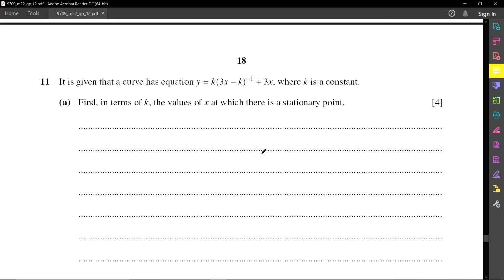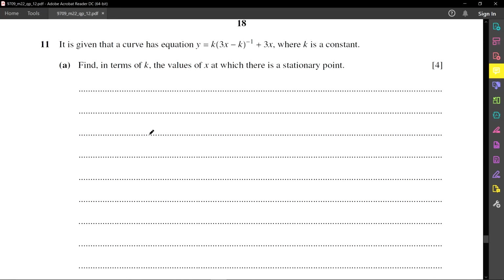Coming to question number 11, it is given the curve with the equation y equals k into (3x minus k) to the power minus 1, plus 3x, where k is a constant. Find in terms of k the values of x at which there is a stationary point. We have a stationary point when dy by dx is 0, when the tangent is horizontal. Find the differentiation of this.